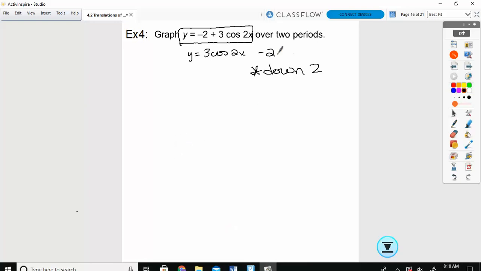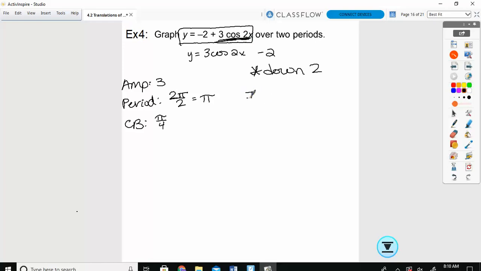All right, then we go through our regular list. So now that we know it goes down 2, we're really ignoring that and just focusing on the rest of it. So what's our amplitude? Period. Two pi divided by 2, which is pi. Count by pi over 4. Do we have to do an interval on this problem? No, you only have to if there's anything added or subtracted with your x.